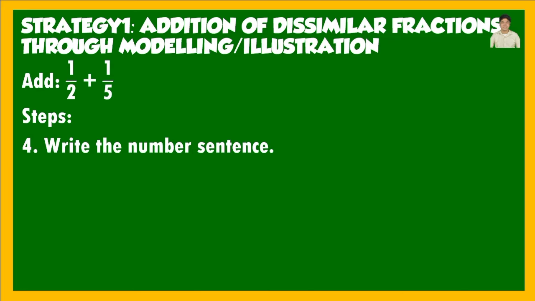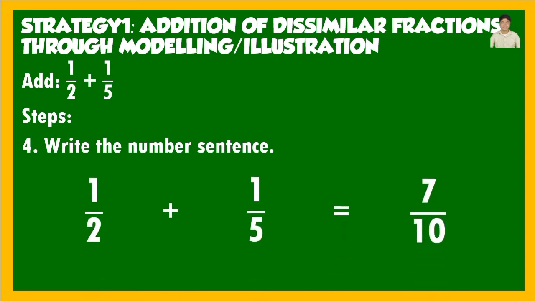So, write the number sentence. Ayan. 1/2 plus 1/5 equals 7/10. So, yung 1/2 po natin, kamukha lang po siya ng 5/10, yung kanina. Plus, yung 1/5, kamukha lang po siya ng 2/10. So, 5/10 plus 2/10, that is equal to 7/10. So, this will be our final answer since hindi na po natin pwedeng i-lowest term.